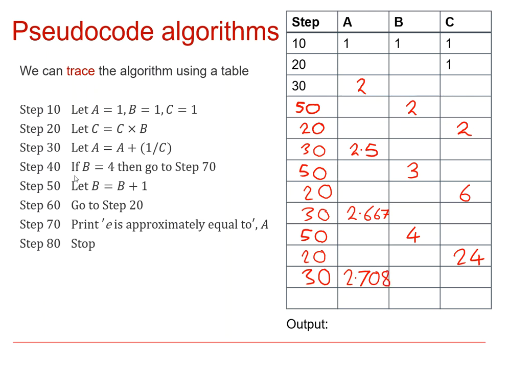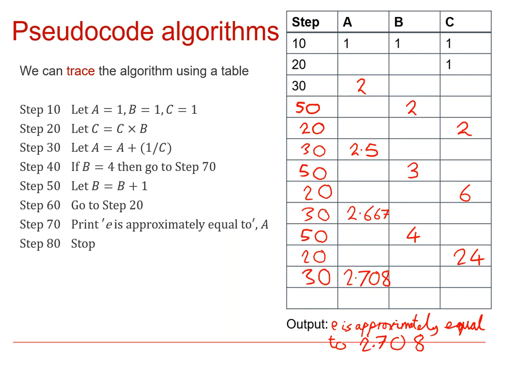And then what happens here, step 40, if B equals 4, then, well, actually B now does equal 4, so I go to step 70, and step 70 just says print E is approximately equal to A. So for our output now at step 70, we're going to get all of that with the value of A at the end, like that. Now, if you actually look up the value of the constant E, you'll find that that is an okay approximation, but it's only right to about 1 decimal place.